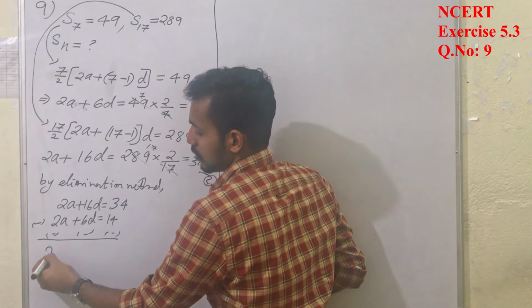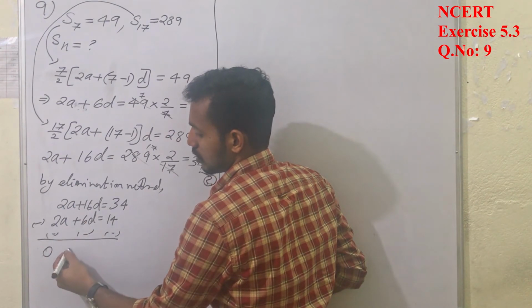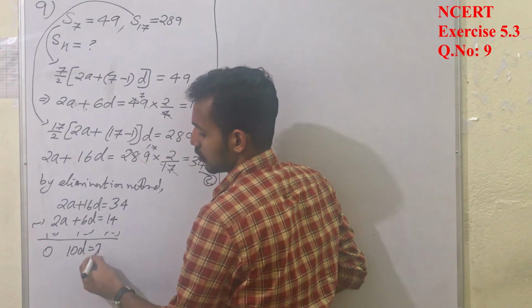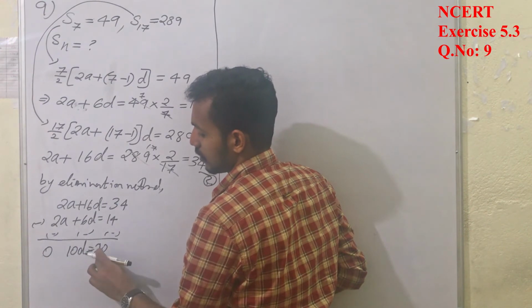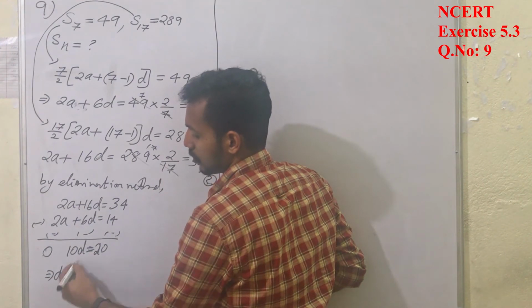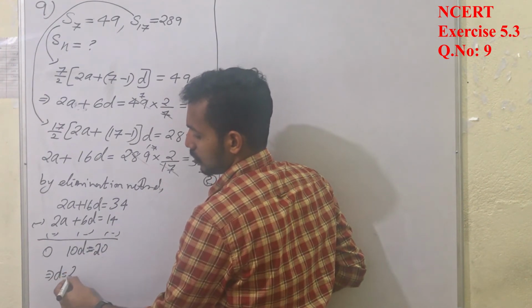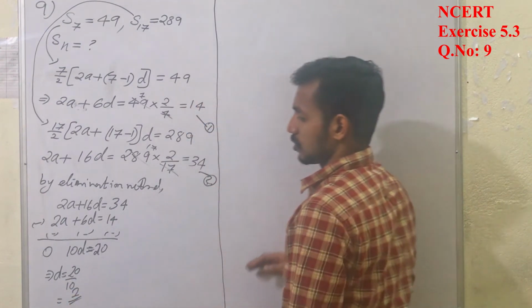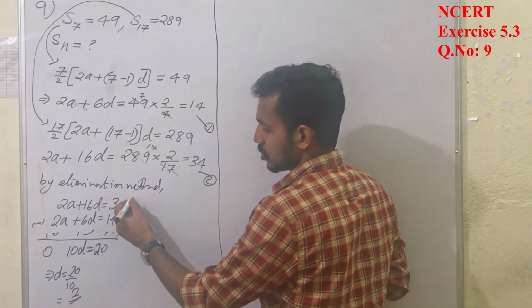On subtracting, 2a minus 2a will be 0. 16d minus 6d is equal to 10d, which is equal to 34 minus 14 is equal to 20. That implies d is equal to 20 by 10, which is equal to 2. So the value of d we have got, that is 2.